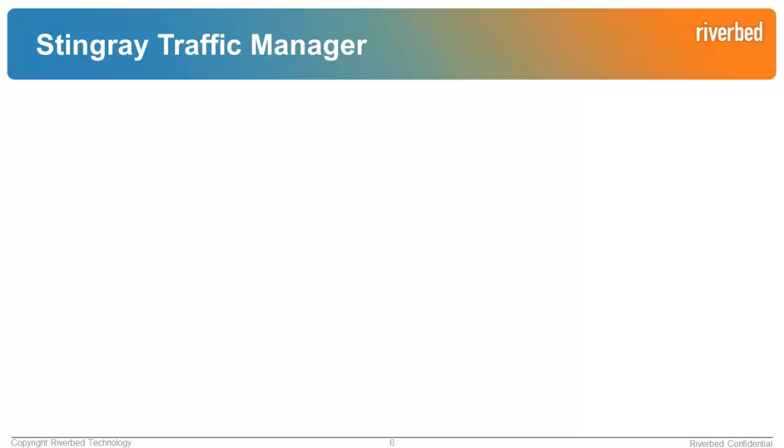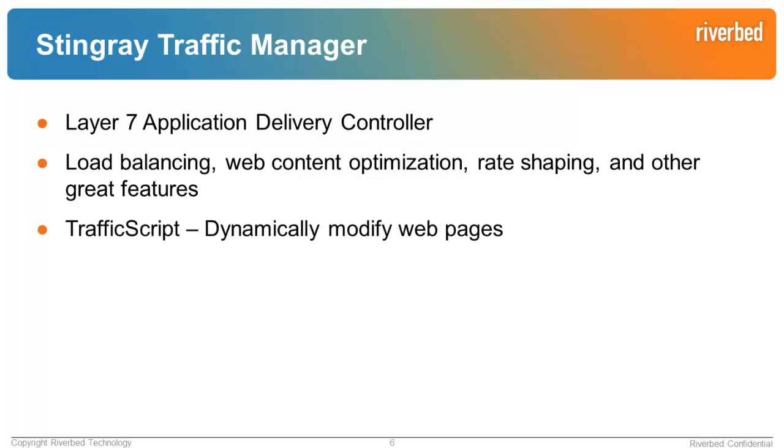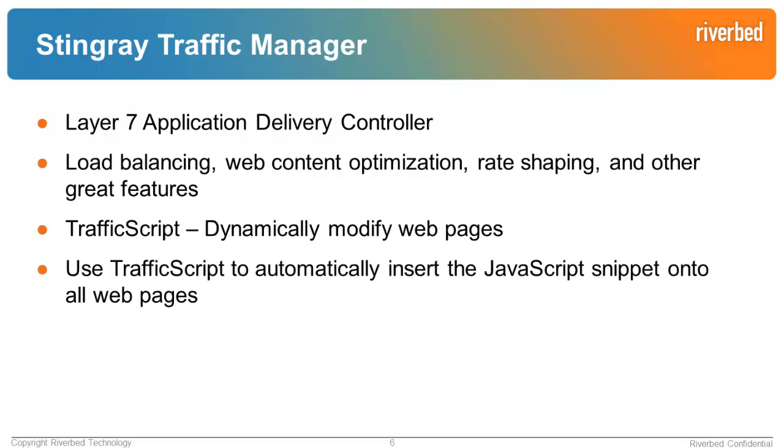And that's where the Stingray Traffic Manager comes in. The Stingray Traffic Manager is a fully featured Layer 7 application delivery controller that you use to front-end your web application. Stingray performs many great features such as load balancing, web content optimization, rate shaping, and Flyscript. Flyscript can be used to dynamically alter the content of your web pages. So what we're going to do is use Flyscript to automatically insert the Opnet JavaScript onto all web pages.